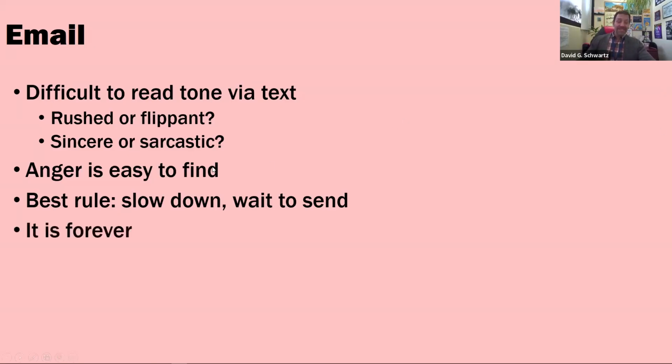Basically, also, what we put in words in text or email is forever. So we need to be careful about it. Also, CC people thoughtfully. Sometimes adding more people to the discussion doesn't make it better.